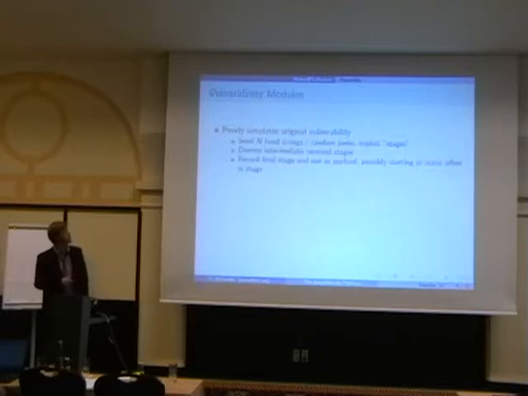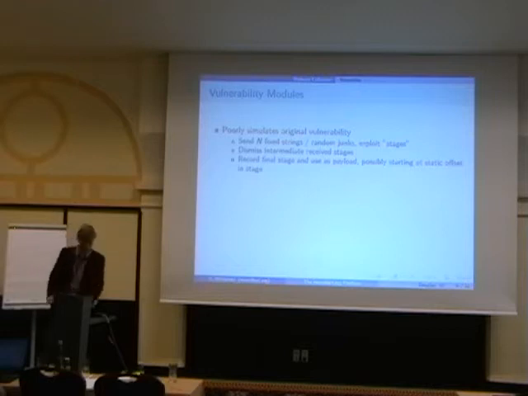So, vulnerability modules, how do they work? They very poorly simulate the original vulnerability. Most exploits work in the way that you send fixed strings, called stages, and then just expect some response. This goes on for, I don't know, two or three times, and then you send your final payload with the offset and the actual shellcode.